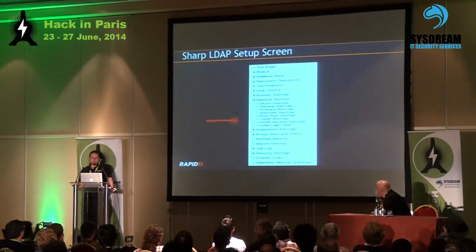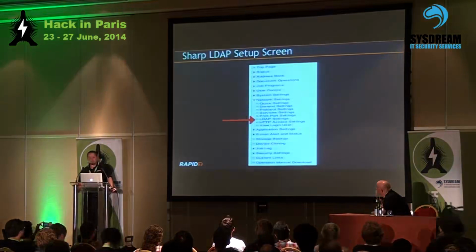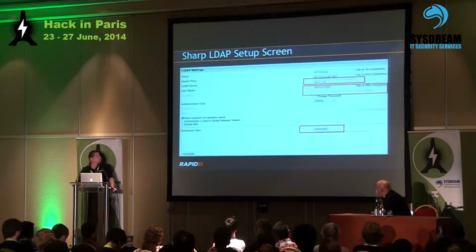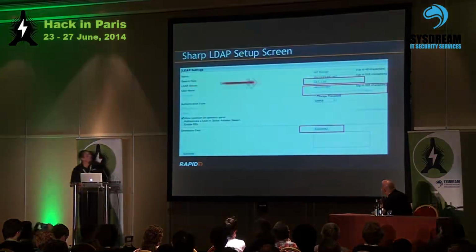Once you log in as admin, you'll see this drop down for you. And if you go underneath the system settings, there's an option to access the LDAP settings. Here are the LDAP settings. Right here's the IP address for the LDAP server.